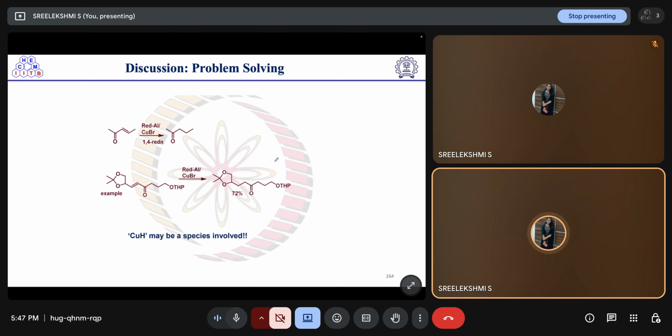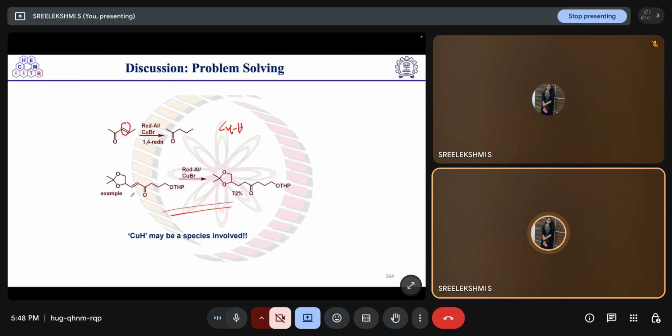So this red aluminium can reduce only this double bond in the presence of this copper bromide. Here the expected mechanism is that a copper hydride species can form. Copper hydride, as we know, can act as a soft center and it will undergo this 1,4 addition rather than the 1,2 addition.